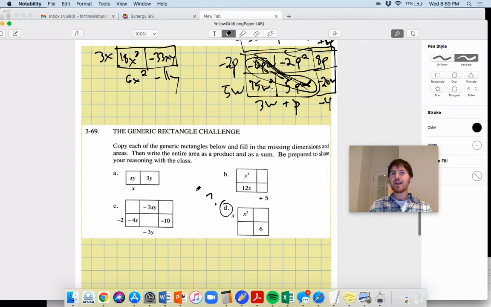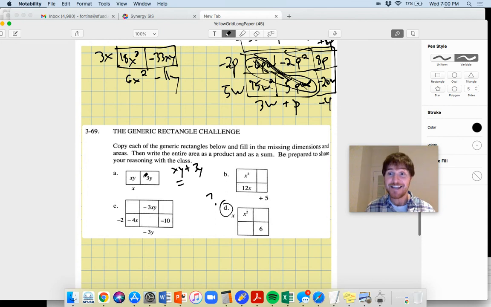All right, generic rectangle challenge. How do you get the outsides when you have the insides? Okay, these are all written out as sums. This will be a skill that we'll have to do later on in the semester. When you start with them as a sum, xy plus 3y, how do you write it as a product?